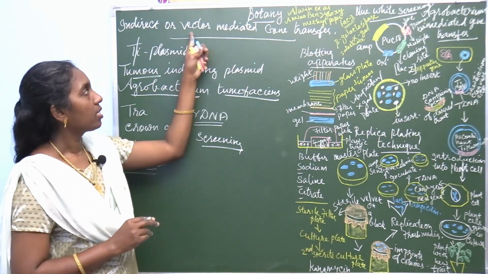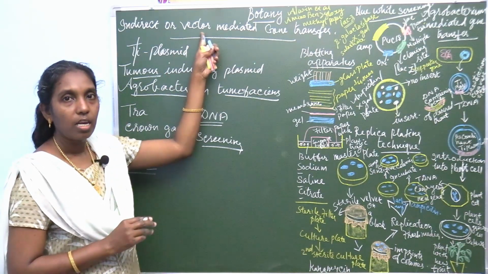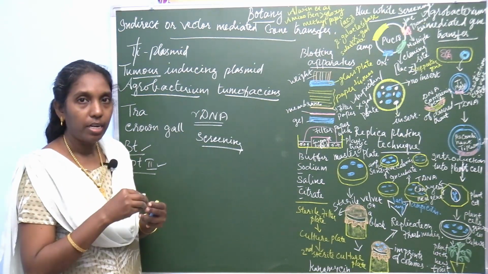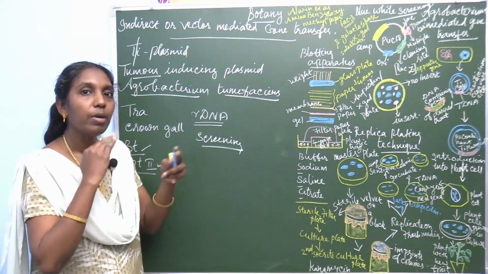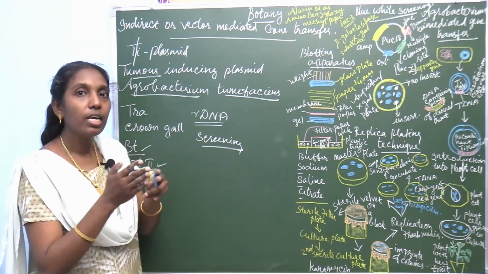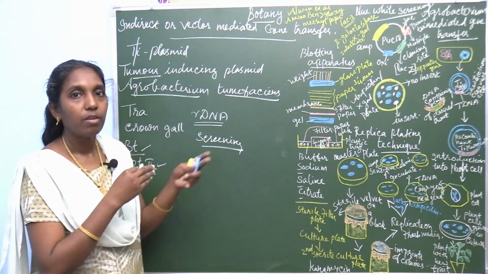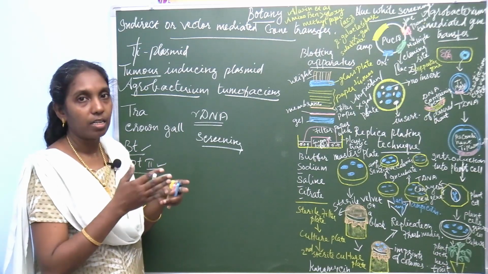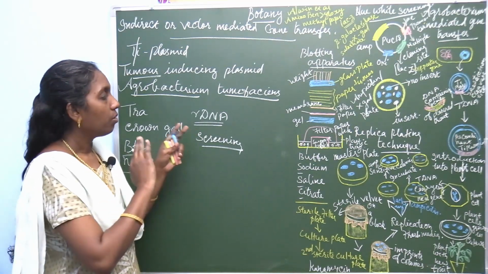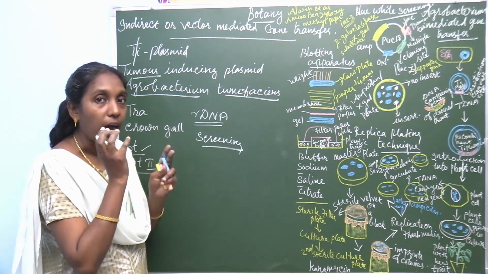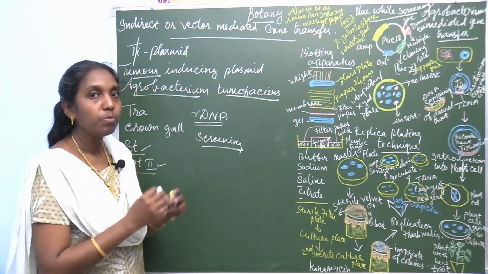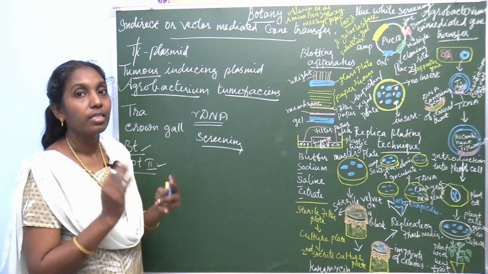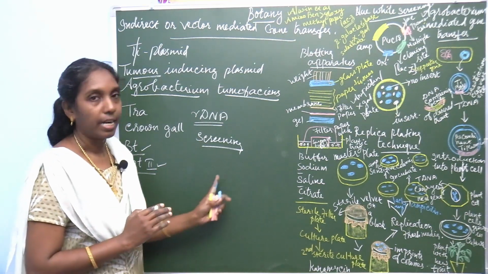Now, the plasmid vectors carry the rDNA, which can be introduced into the plant cell. Here we are learning about plant gene transfer. So it is essential to identify whether this rDNA is accepted within the host or not. The process is called screening.